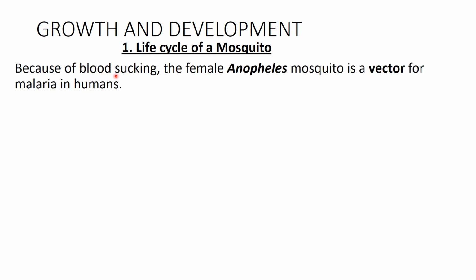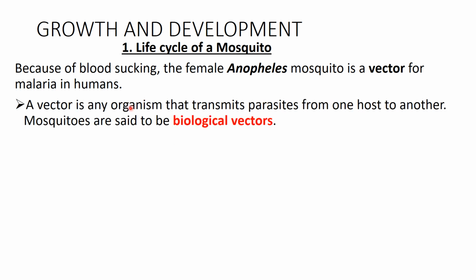So in short, because of blood sucking, the female Anopheles mosquito is a vector for malaria in animals. What is a vector? A vector is an organism that transmits parasites from one host to another. Mosquitoes are said to be biological vectors. There are two types of vectors, biological vectors and mechanical vectors. By the way, for those who are doing physics or mathematics, the vector in physics and mathematics is not the same as this one. This is different, but the vector in mathematics and physics are the same.